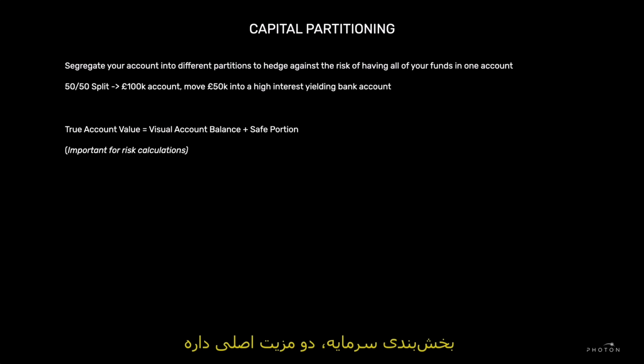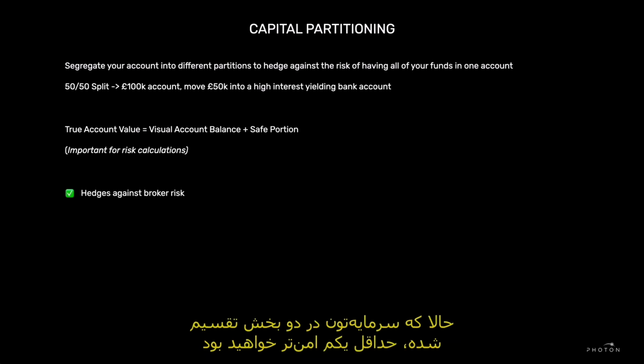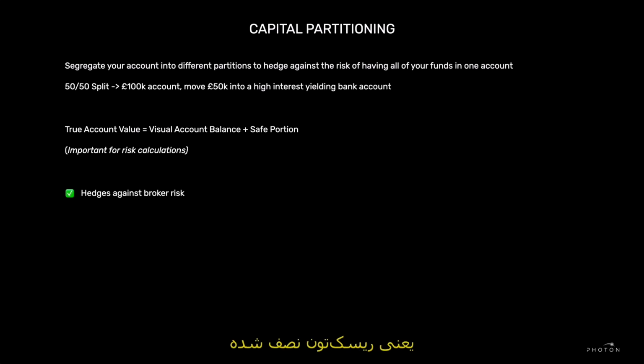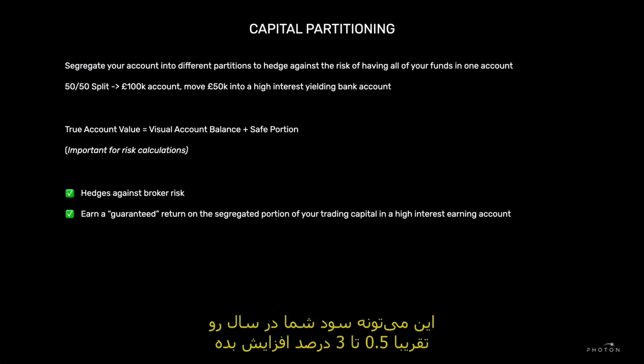So capital partitioning really has two main benefits. The first is that in the extremely unlikely event that something happens to your broker and you cannot access your funds, then at least your capital is more secure since it is held in two separate accounts instead of just one. So essentially your risk is halved. Also, you can earn a guaranteed return from the other half that sits in a, quote unquote, high interest earnings account. This can increase your overall return by potentially another 0.5 to 3% per year, right?